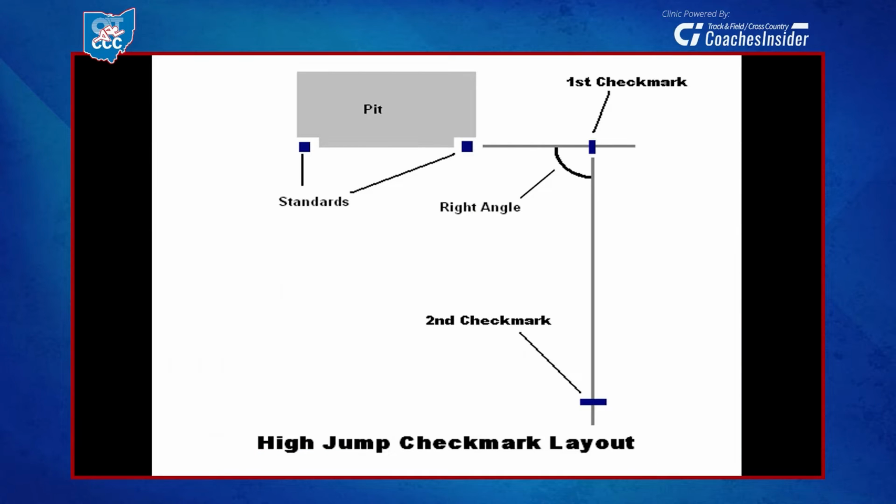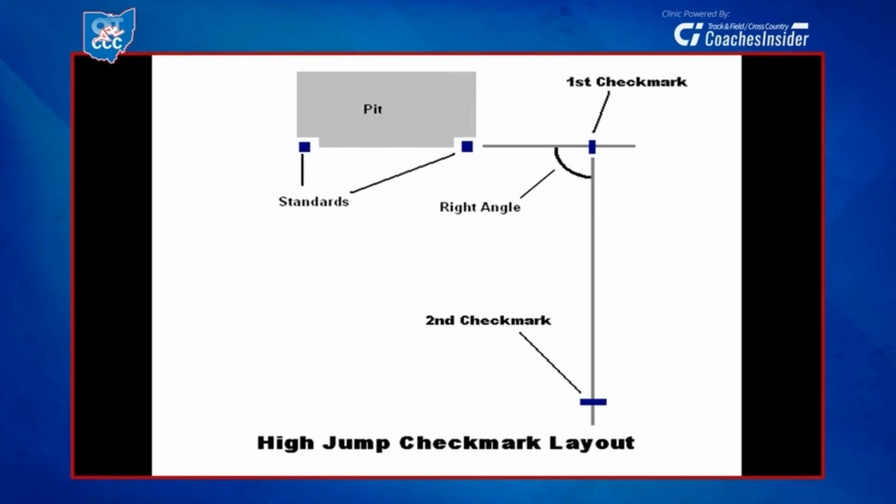Here you can see the basic layout of a typical high jump approach. Okay, here at the top you see the pit, you see the locations of the standards. All high jumpers use two check marks. The first check mark is located on a line in a plane with the crossbar and is located some distance out from the near standard.